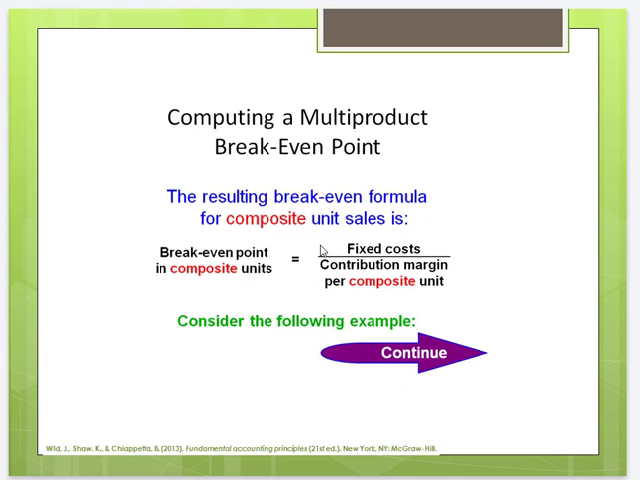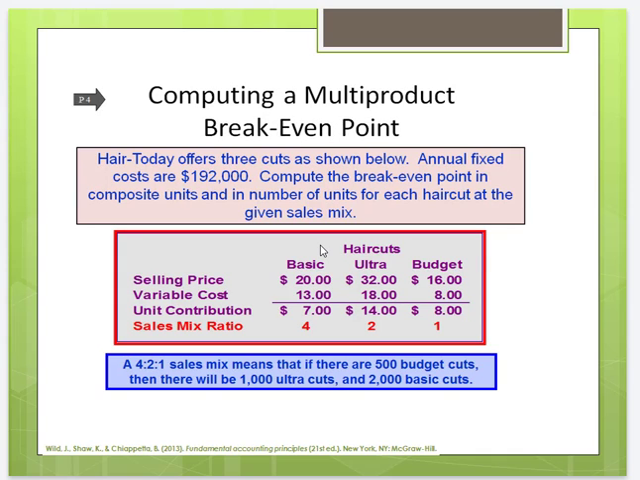Okay, so let's look at an important formula that we're going to need. Our break-even point in composite units is going to be equal to fixed cost divided by the contribution margin per composite unit. Okay, so here's an example. Hair Today offers 3 cuts as shown below. Annual fixed costs are $192,000, and we are looking to compute their break-even point given this sales mix.